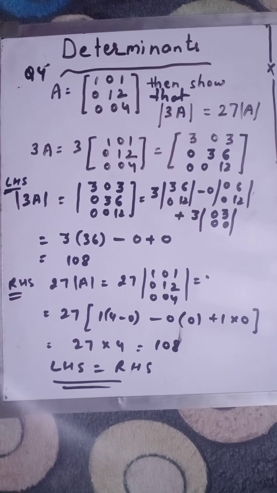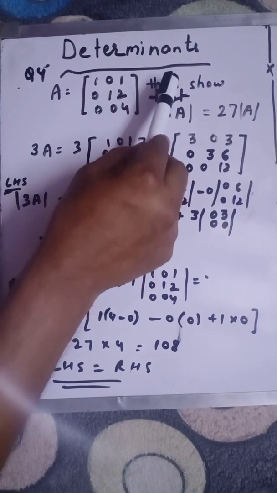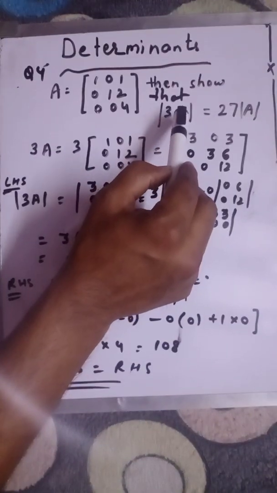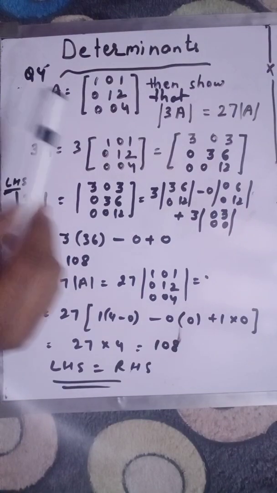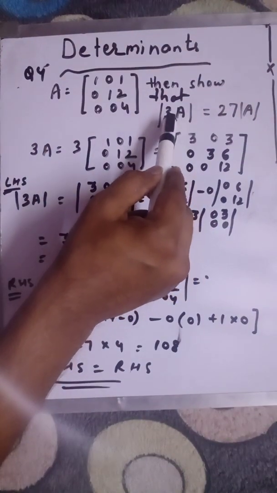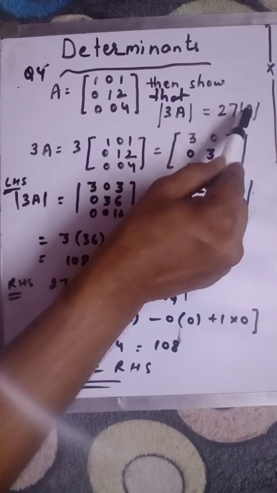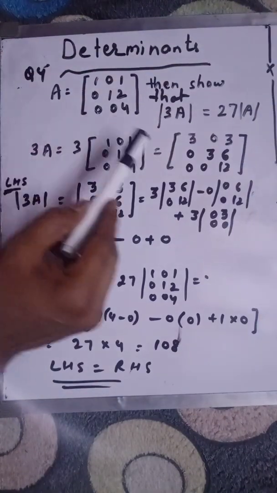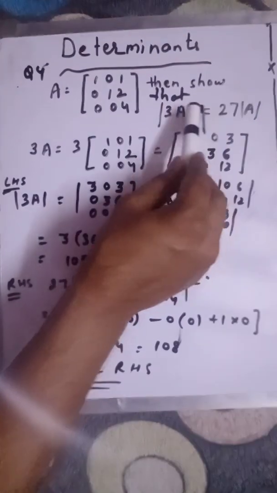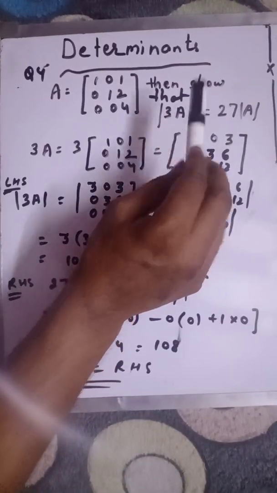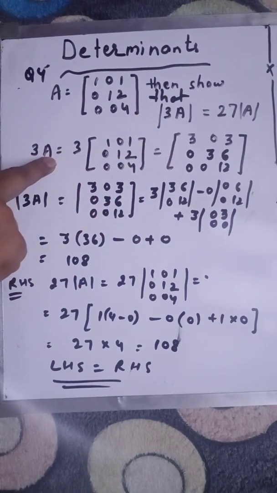In this question, a matrix is given to us, then show that the determinant of 3A is equal to 27 times the determinant of A. So first of all, we should know what is the difference between this and this. To find the determinant of 3A, first of all we have to find out 3A.